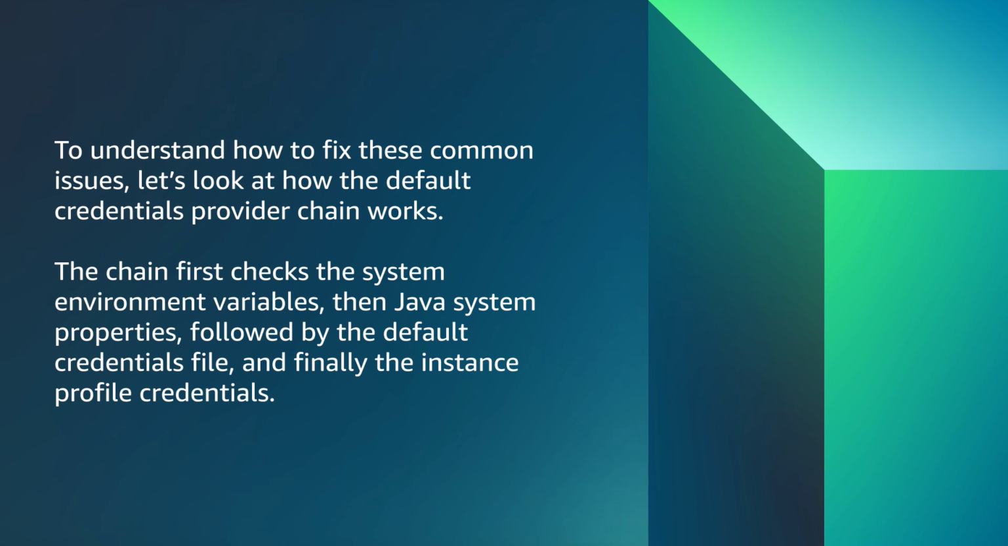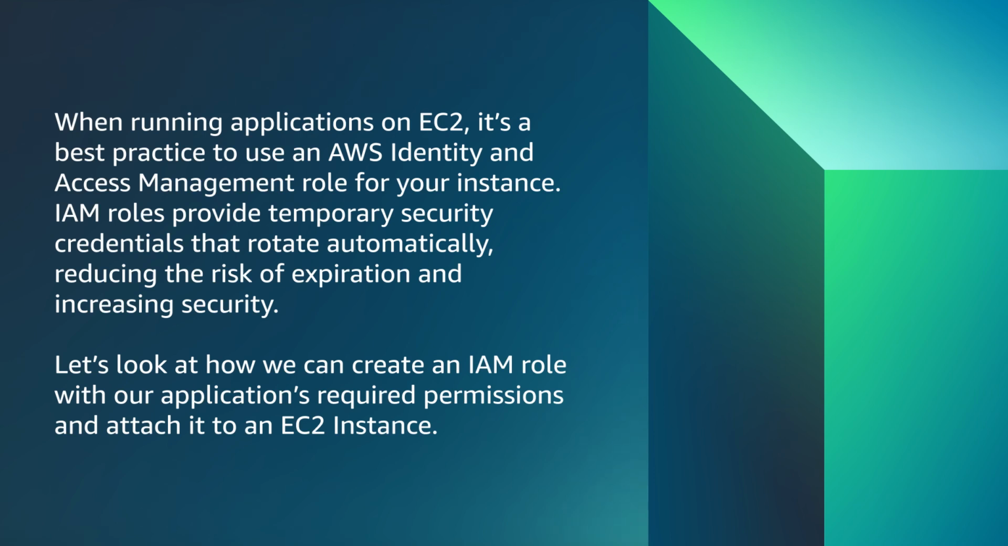To understand how to fix these common issues, let's look at how the default credential provider chain works. The chain first checks the system environment variables, then Java system properties, followed by the default credentials file, and finally the instance profile credentials. When running applications on EC2, it's a best practice to use an AWS Identity and Access Management role for your instance. IAM roles provide temporary security credentials that rotate automatically, reducing the risk of expiration and increasing security.